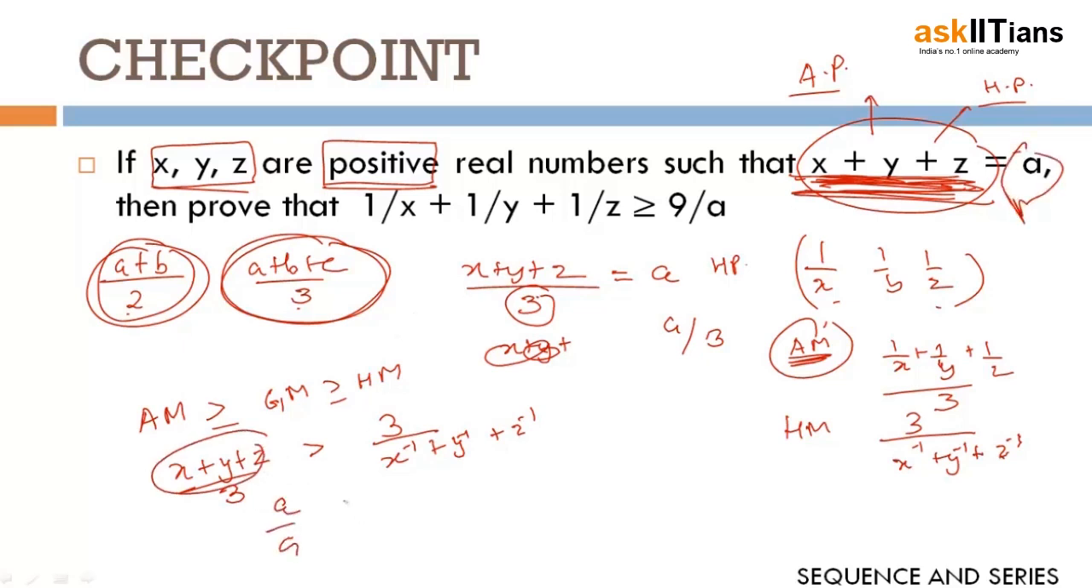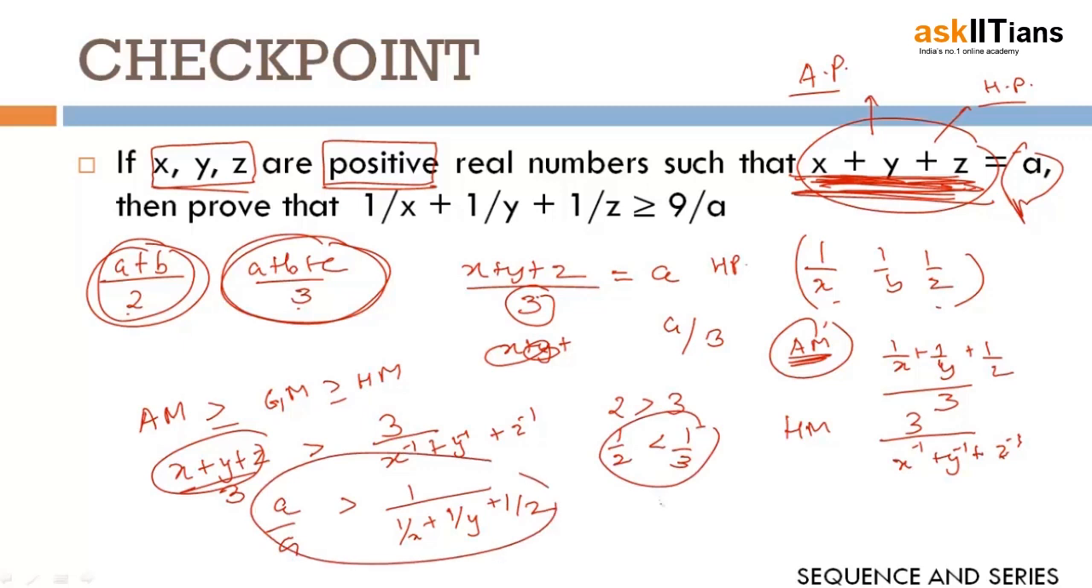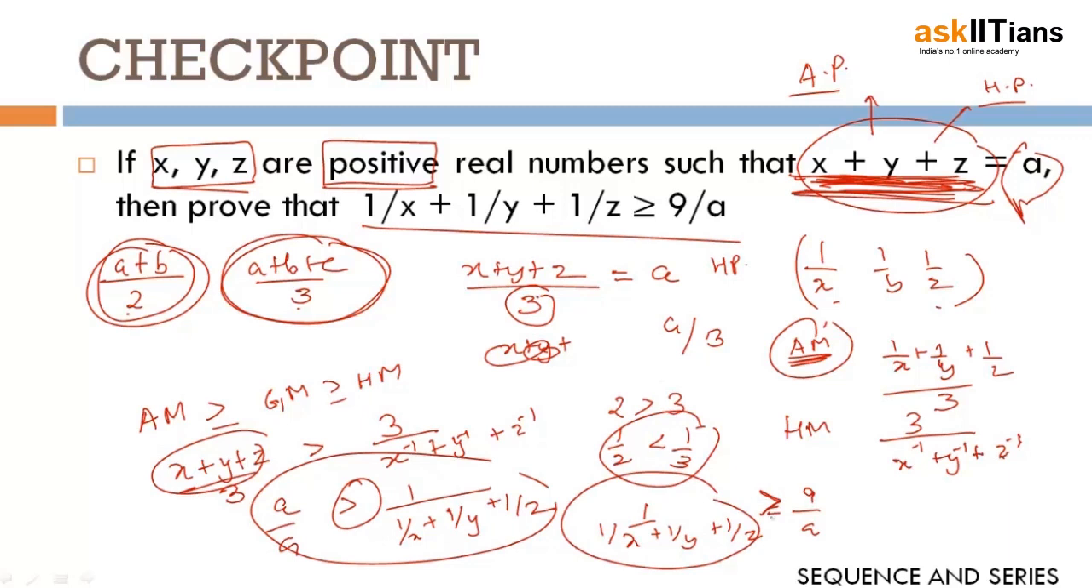So a by 9 I can write as greater than 1 upon 1 by x plus 1 by y plus 1 by z. Now when we reciprocate, remember 2 is greater than 3 is false, but when we reciprocate, the inequality sign changes. Similarly for this, when we reciprocate it, we will get 9 by a. It was less than here, now it will become greater than. So clearly this is proved, and the equality sign will always be there.